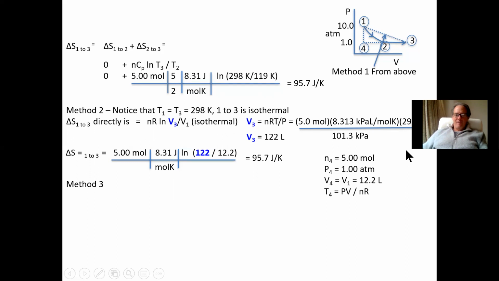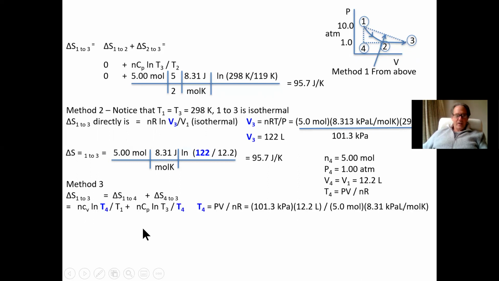Now, method 3. Can't we calculate the change in state from 1 to 3 by simply going from 1 to 4, which is a change where the volume isn't changing, just the pressure is changing, so an isochoric change, and then adding it to the entropy change from 4 to 3, which is a change happening at a constant pressure? So isobaric, another way of doing it.